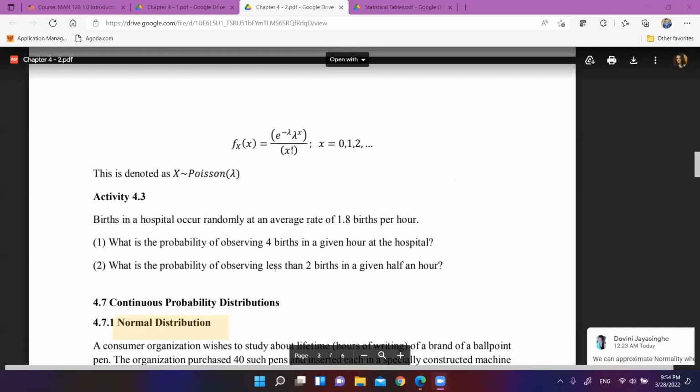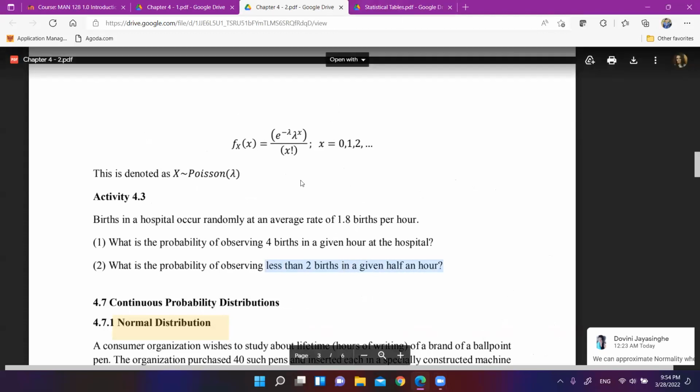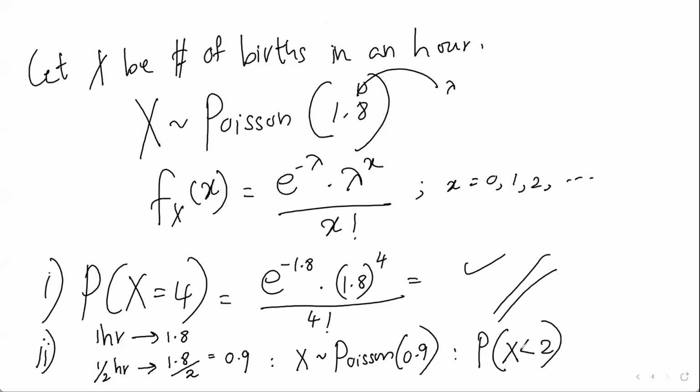What is the probability that observing less than 2 birds given half an hour? So less than 2, so not equal, right? Simply this means 0 and 1, right? Probability x equals 0 plus probability x equals 1.